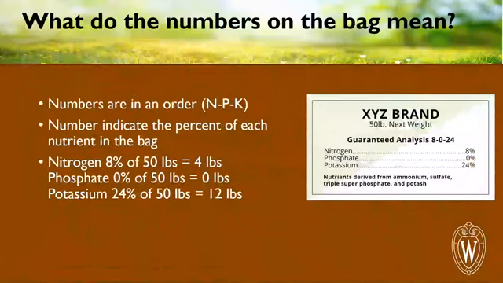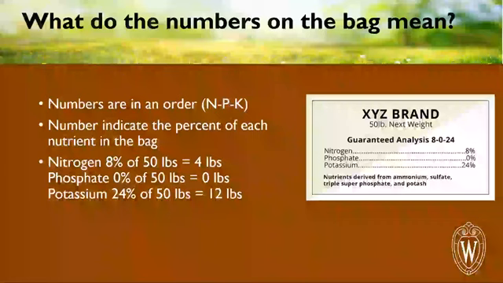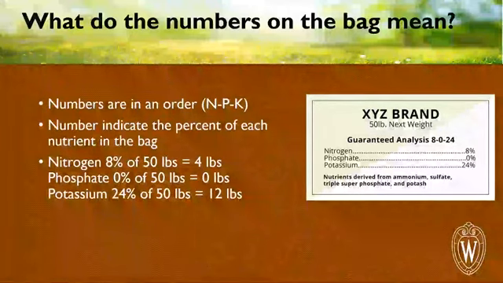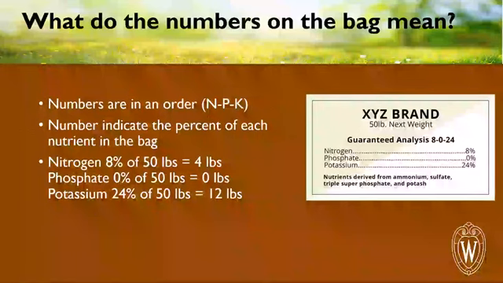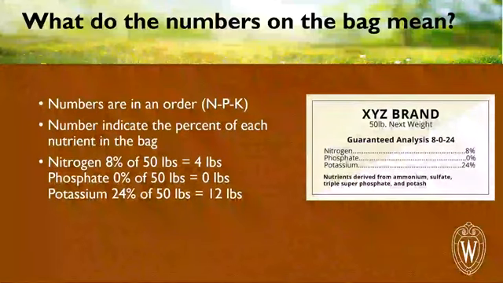So how does that relate to the bag? We get this test and it's got colored lines on it, and then we go to the store and that's all got to be kind of translated into what's on the bag. So the numbers are in order on the bag. So guaranteed analysis is 8-0-24. So that's 8 is nitrogen. The 0 is phosphorus, and the last one is potassium. So know that that's what those numbers are indicating.